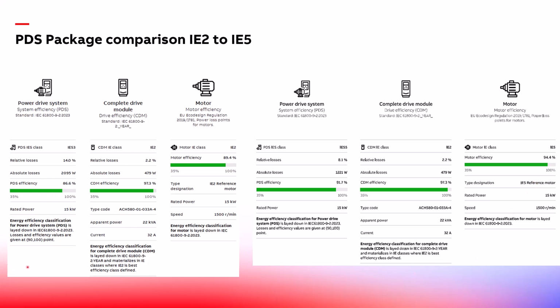And the really interesting one we want to look at is the power drive system on each. And as you can see on this one there, the power drive system is rated as IES3. Relative loss is 14%. And you can see the efficiency is running at 86.6%. If we move to the one with the IE5 motor, you can see the relative losses are less, almost 6%. Absolute losses are less, which you would expect. And as you can see, the power drive system efficiency is different as well. So 91.7 compared to 86.6.